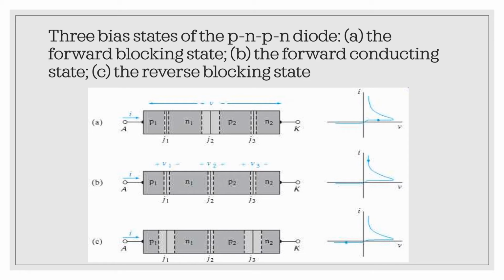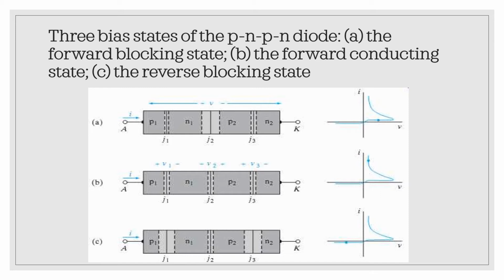Now these are the three bias states of the PNPN diode. In A we have the forward blocking state. Here you can see, as discussed earlier, J1 and J3 are forward biased while J2 is reverse biased due to this large depletion region.